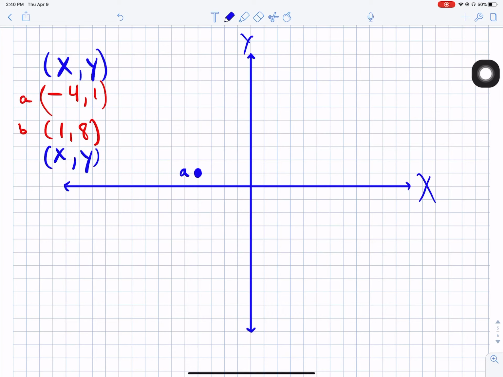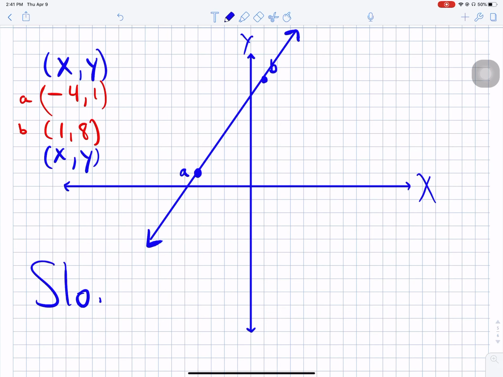1, 2, 3, 4, 8. Okay. And that one is B. And then we're going to connect those. Best we can. We can probably do better than that. Here we go. So far that is what you know to do. Plot two coordinates and make a line. Now I want you to tell me the slope.